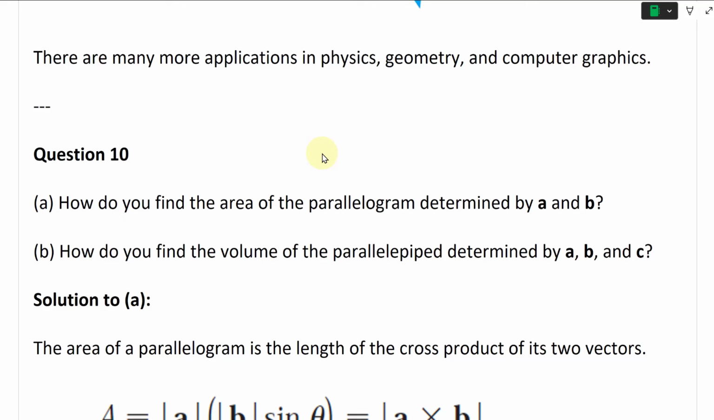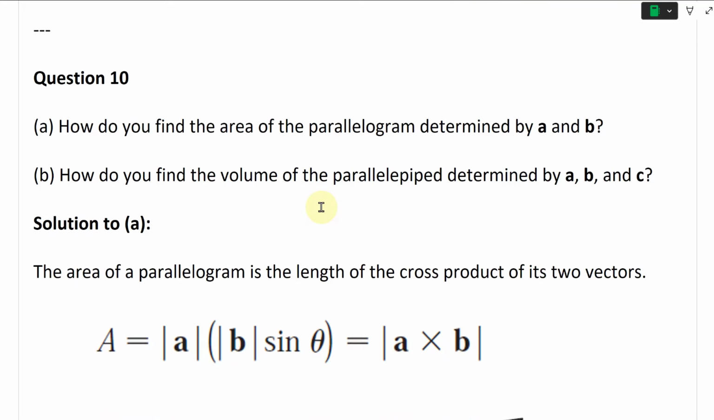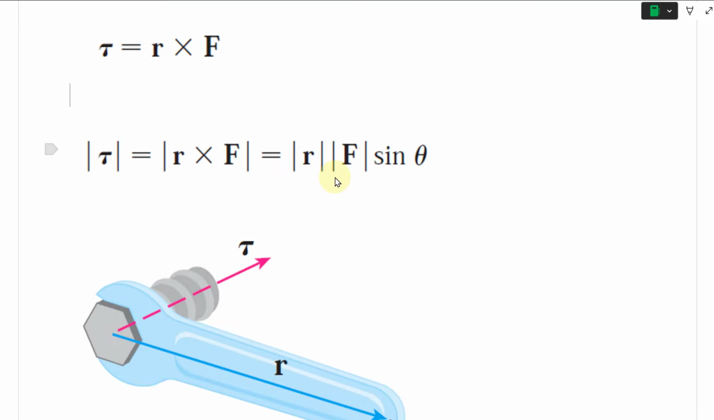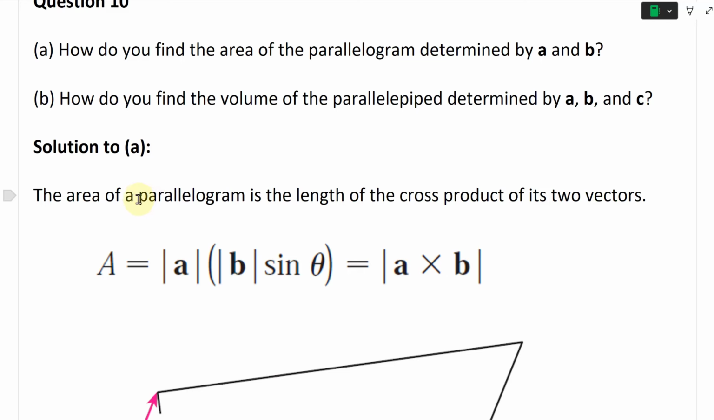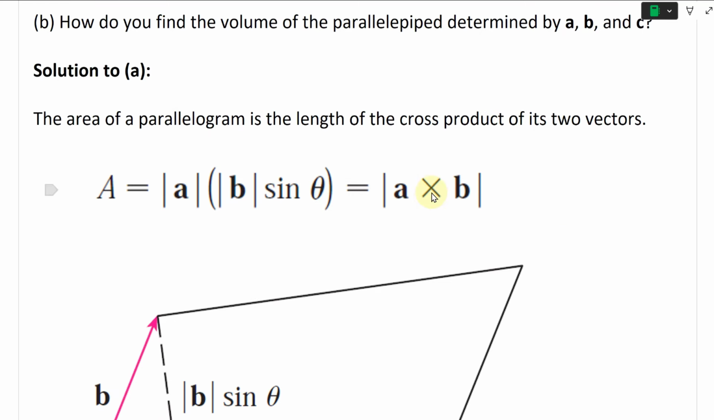All right, continuing further. Question 10: how do you find the area of the parallelogram determined by A and B? And how do you find the volume of the parallelepiped determined by A, B, and C? Well, we already included this in the useful properties, so we'll just repeat that again. Solution to A: the area of a parallelogram is the length of the cross product of its two vectors.